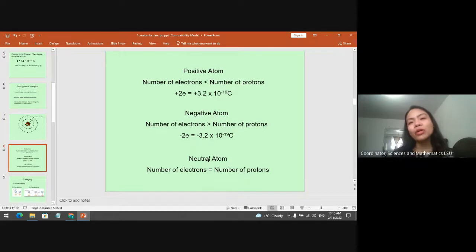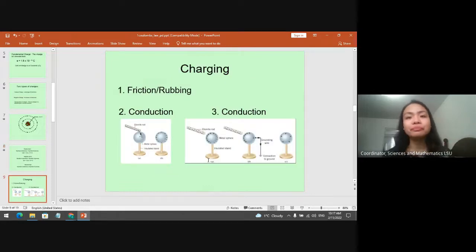Now, how are we going to charge such objects? There are three types of charging. First is friction or rubbing. When you rub one object with the other, they will be charged. One will be positively charged and the other will be negatively charged.